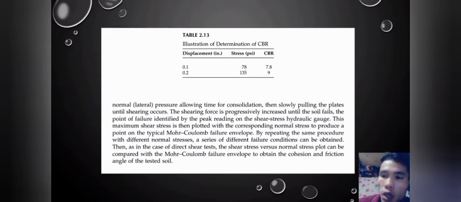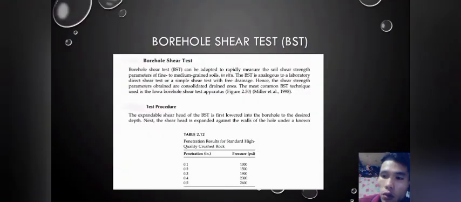So, that is the CBR test or California bearing test. So, let's move on to the borehole shear test, BST.